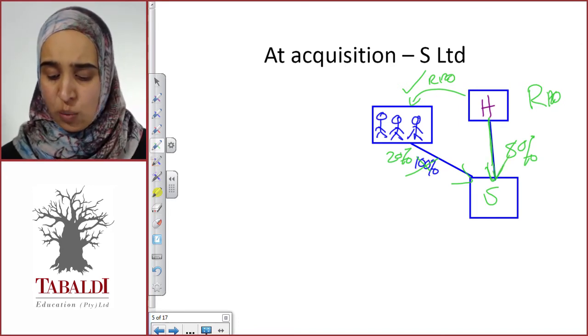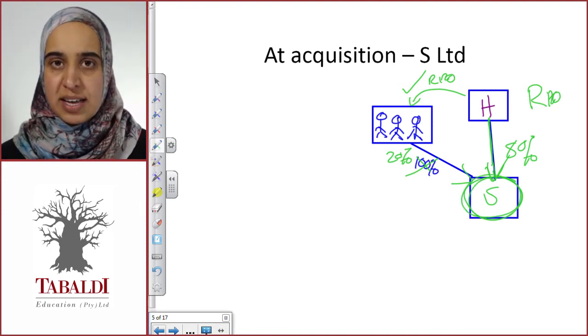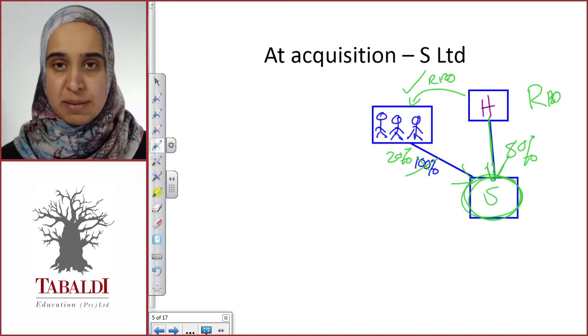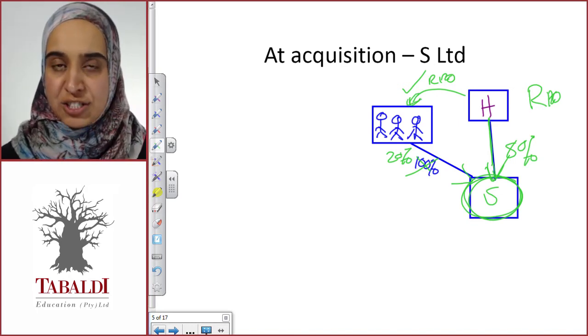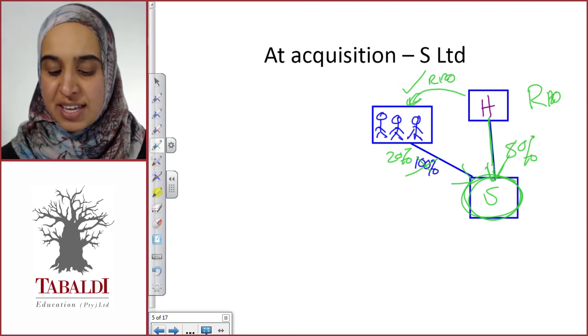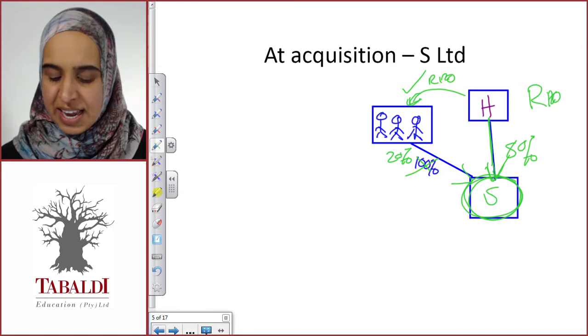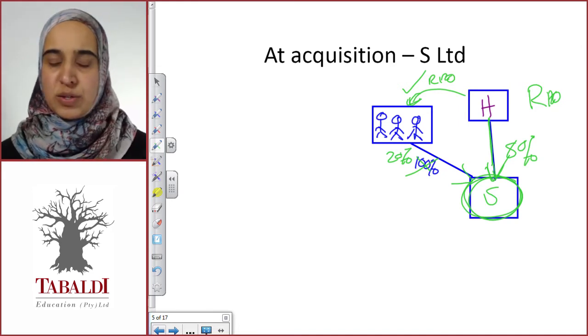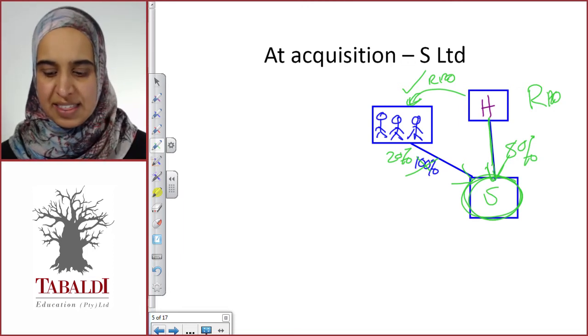So as you can see, what happens in S? Nothing. S doesn't issue any new shares. S doesn't receive any money. The previous shareholders are the ones receiving the money, and H is the company that receives the shares in S from those previous shareholders as well. Within S, absolutely nothing happens. So there's no change in the assets, liabilities, equity of S, nothing at all.